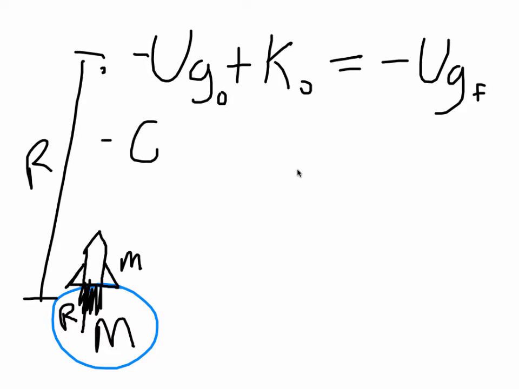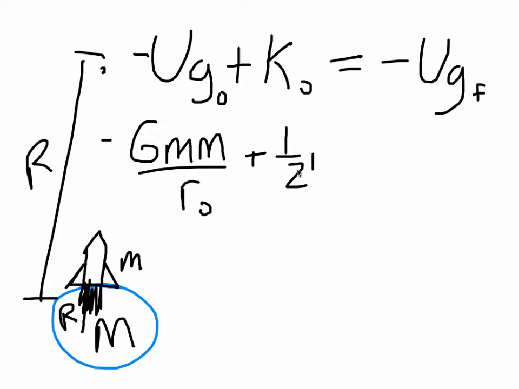It's going to be negative G, mass of planet, mass of rocket, over initial height, plus kinetic energy, which for rockets in space is no different. It's still 1/2 mv squared, thank goodness. And then this is negative GMm over your final position.